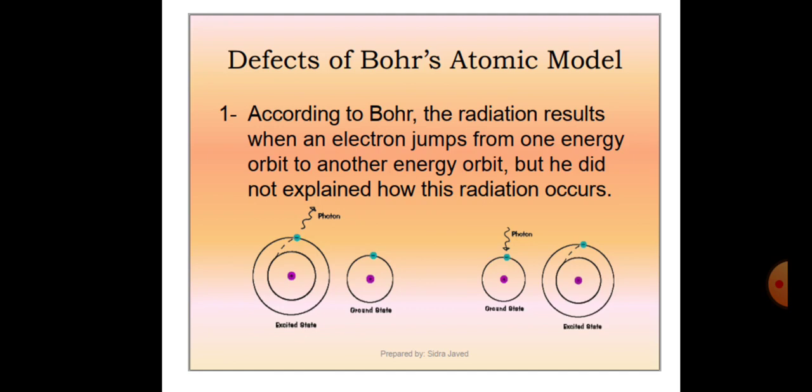The first defect of Bohr's atomic model is that, according to this model, the radiation results when an electron jumps from one energy orbit to another energy orbit. But he did not explain how this radiation occurs. This means that the energy coming out of an atom is in the form of photons, and how this energy is coming continuously, he cannot explain this fact.